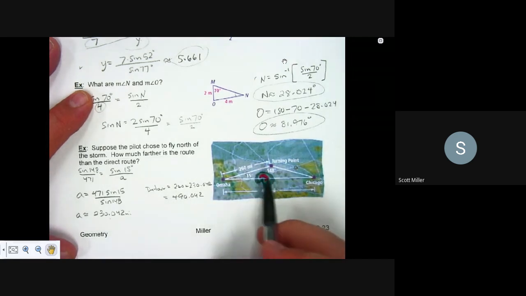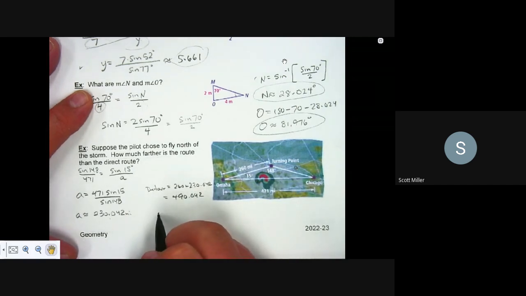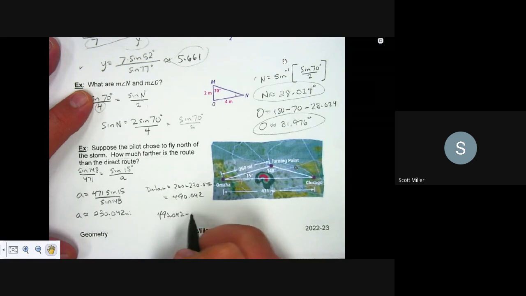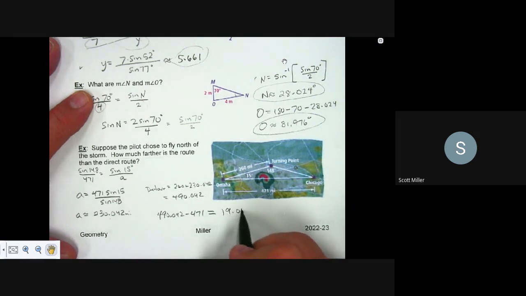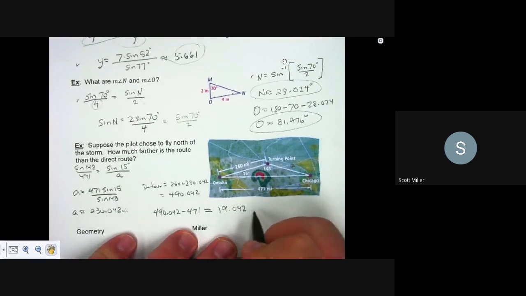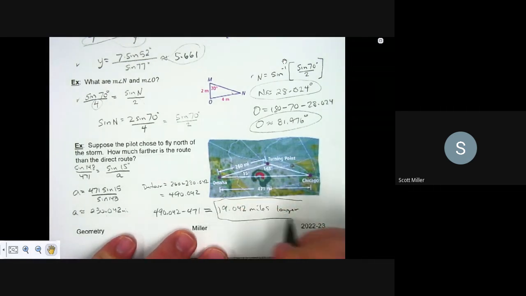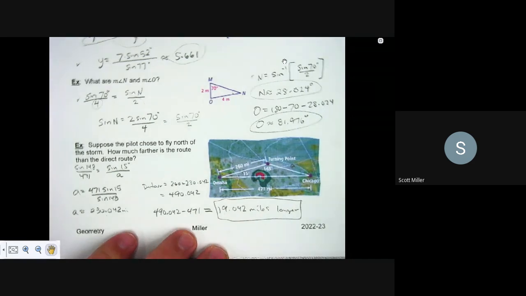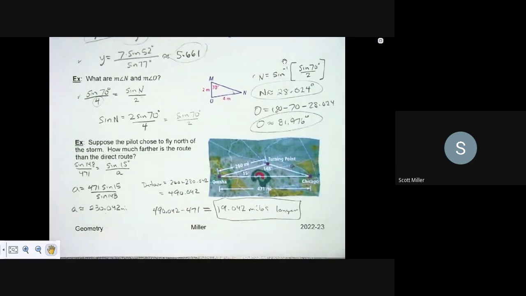And so how much farther is this route than this one? We'll subtract these two numbers. 490.042 minus 471 is what? So it is 19.042 miles long. That is the answer to your question. So make sure you always answer the question that is being asked of you.